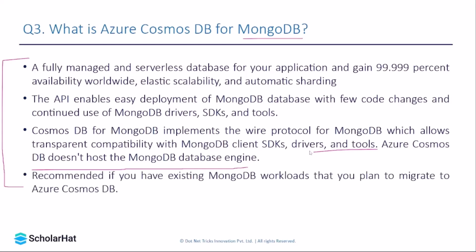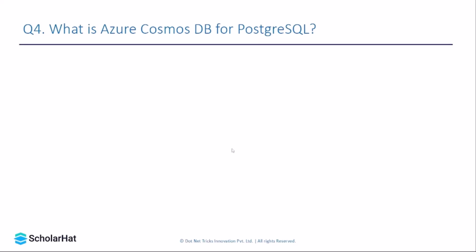It is recommended if you have an existing MongoDB workload that you plan to migrate to Azure Cosmos DB. Again, as mentioned earlier, if you are already using MongoDB and you want to build a cloud-native application or migrate to Cosmos DB, in that case, we can use these Azure Cosmos DB for MongoDB APIs.